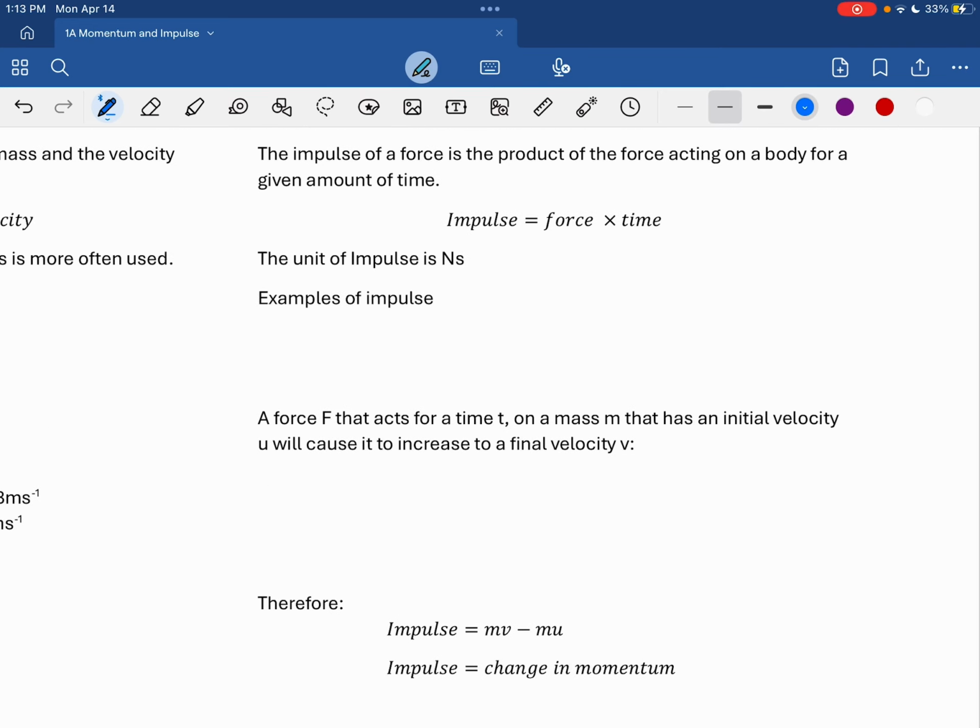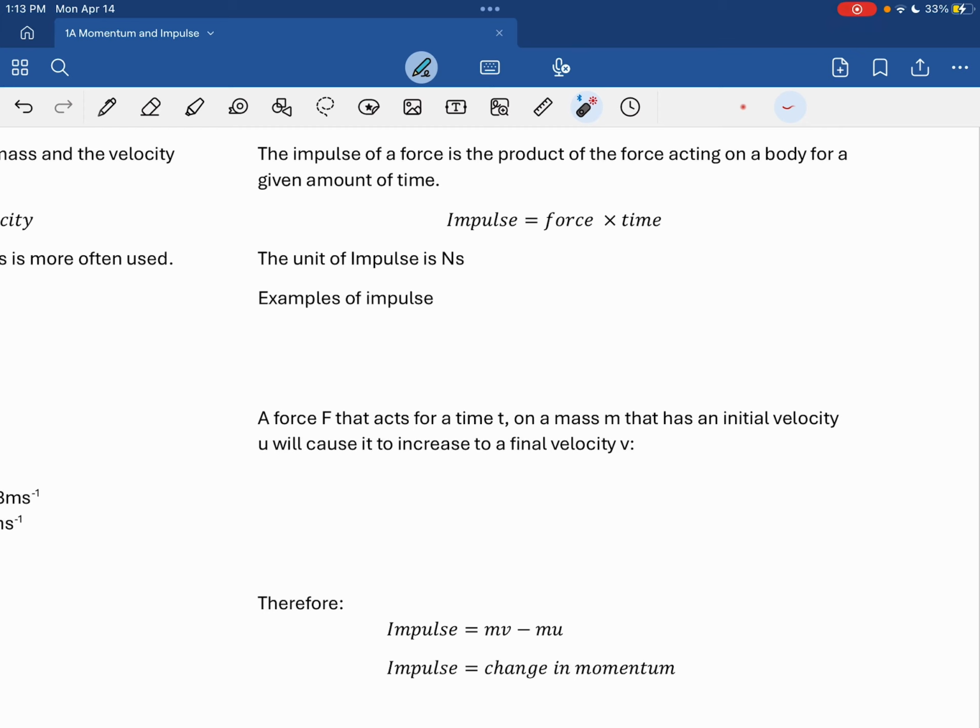So, impulse. The impulse of a force is the product of the force acting on a body for a given amount of time. Hence why impulse is equal to force times time. It's the amount of force multiplied by how long that force is being applied to this thing. And the unit will also be Newton seconds, and more on that later on as to why that's the same as momentum.